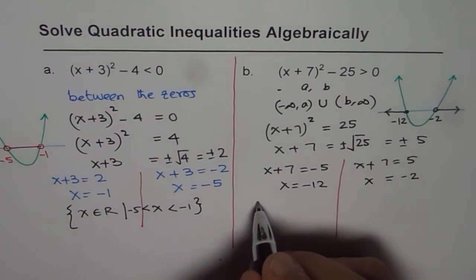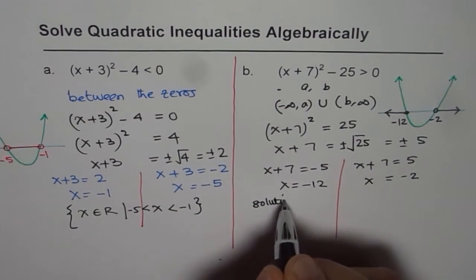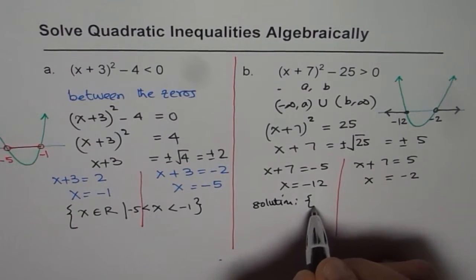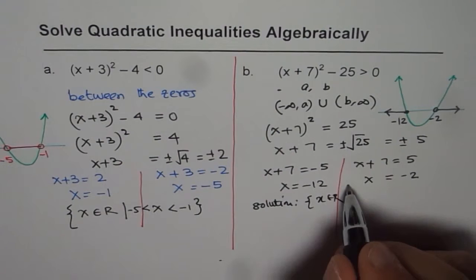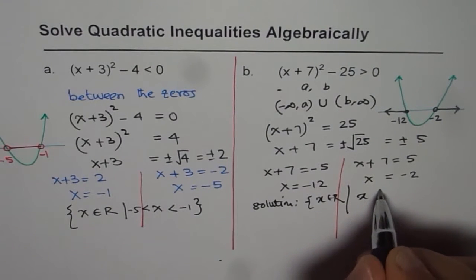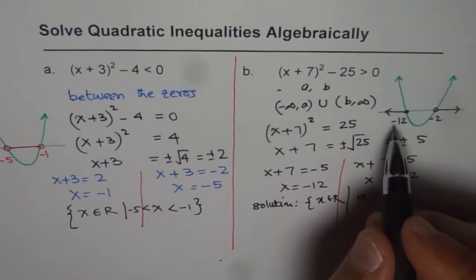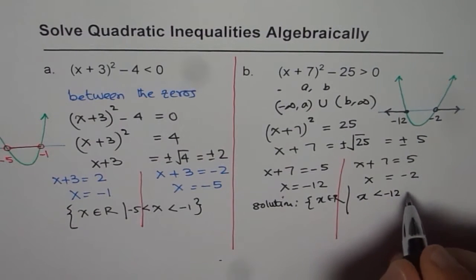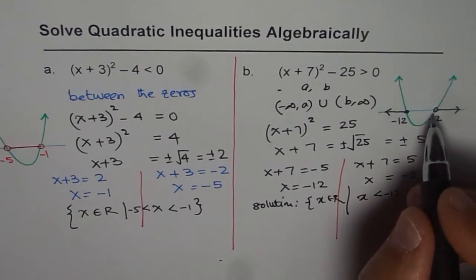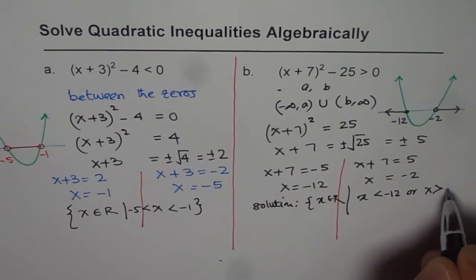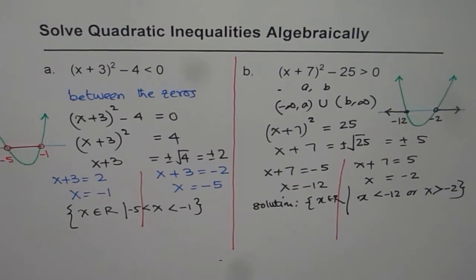And therefore, our solution is x belongs to real numbers. It's the whole interval where x is less than minus 12, or x is greater than minus 2. Do you see that? So that becomes the solution for us.